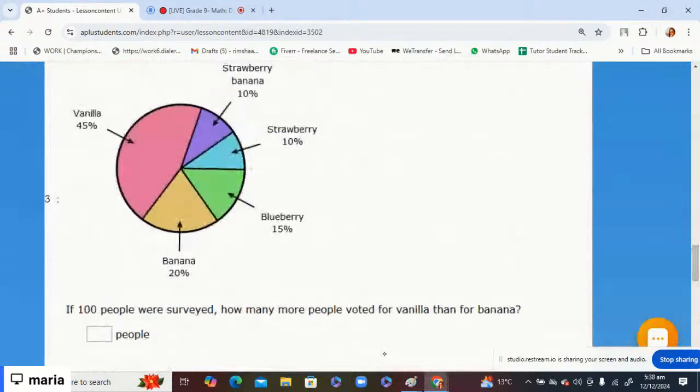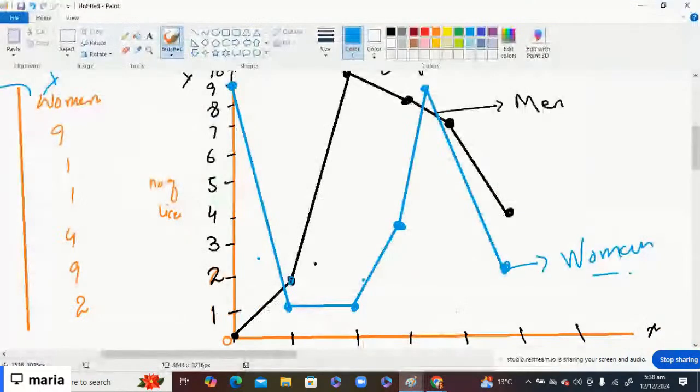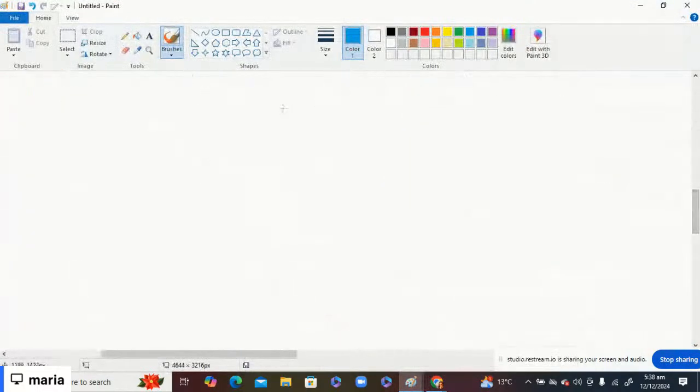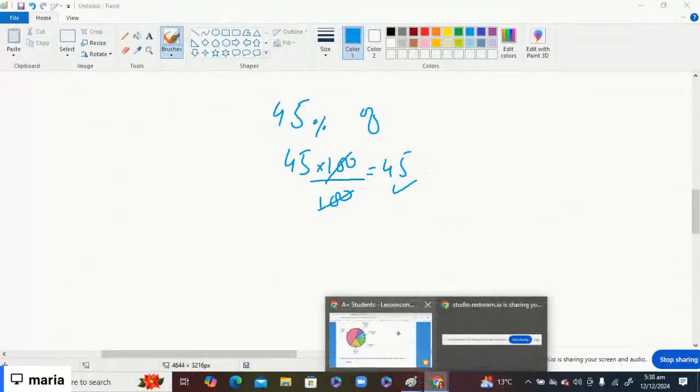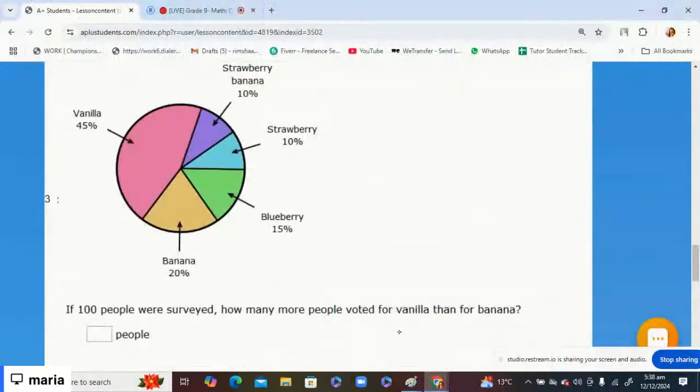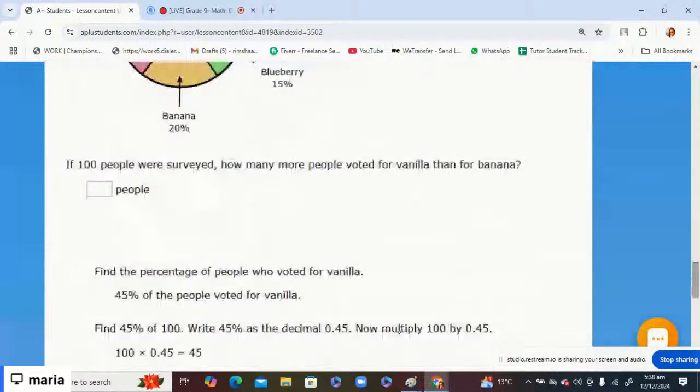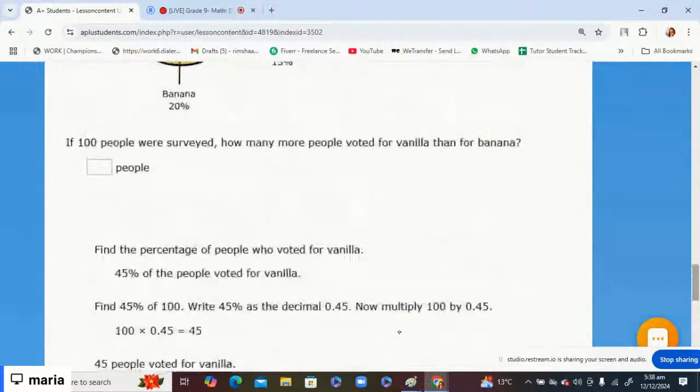So 45% means finding the 45% of 100. So 45% means 45 times 100 over 100. So this is 45. Okay, and now in the end we are going to subtract that. How many more people? That is 20 more people.